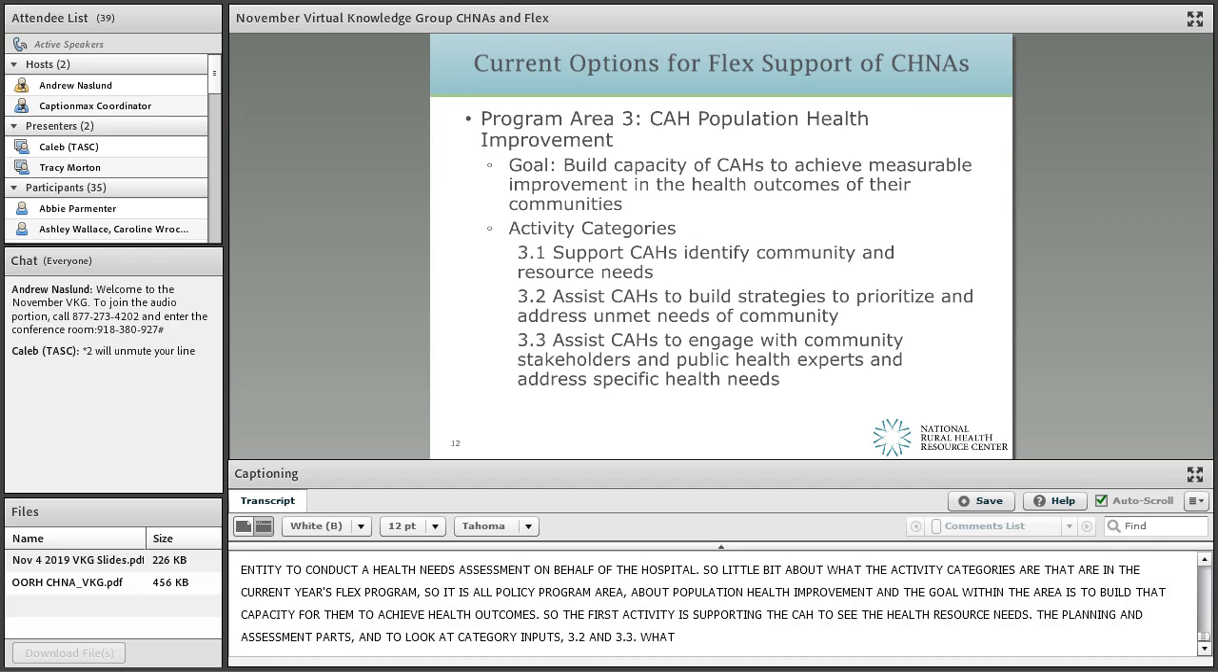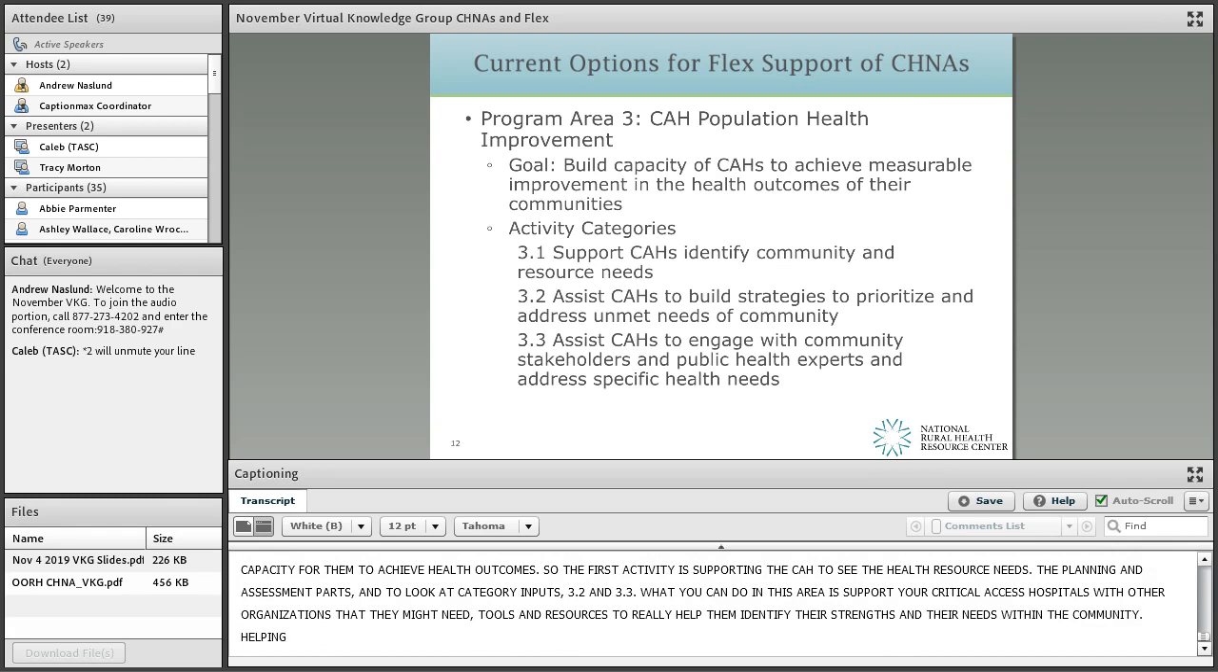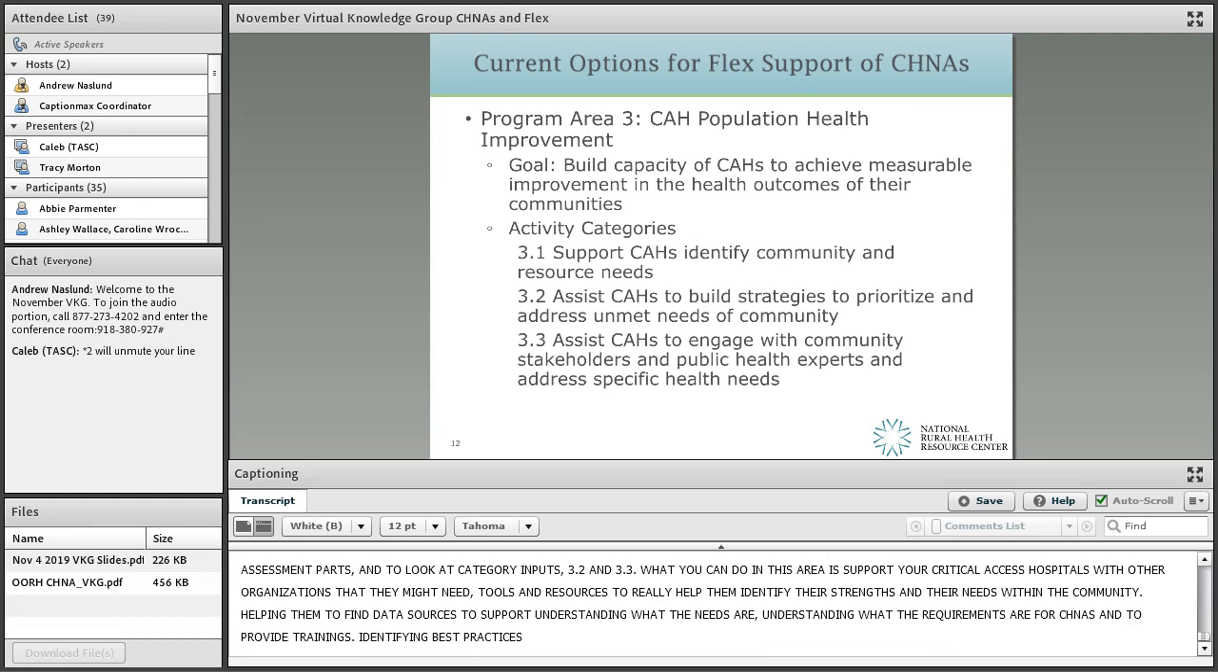So a little bit about what the activity categories are in the current year's Flex program. This all falls into Program Area 3 about population health improvement. And the goal within this area is really to build that capacity for the CAHs to achieve improvement on particular health outcomes. So the first activity is about supporting the CAHs to identify community and resource needs. So this is really that planning and assessment part, looking to target interventions then for activity categories 3.2 and 3.3.